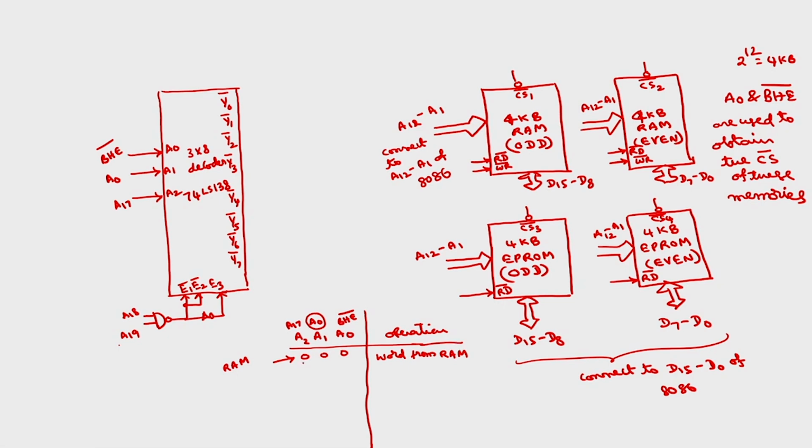Then if I take 0, 0, 1, what happens? BHE bar is 1, so bus high enable will be disabled. Only the even bank will be selected because A0 is equal to 0, and 0 means RAM. So, this will select the even bank of RAM.